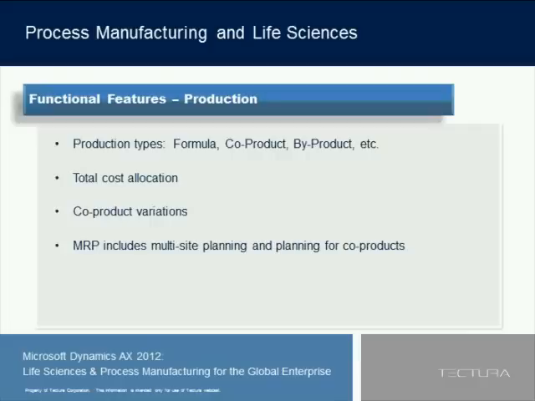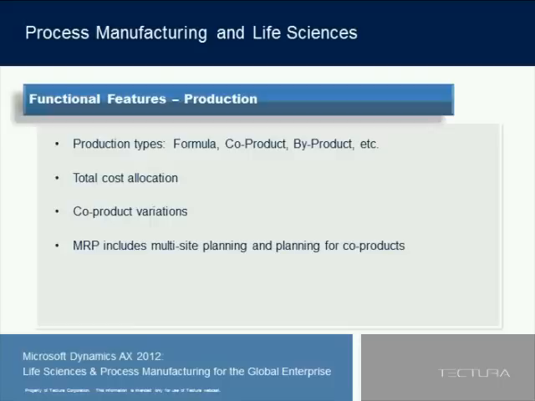Okay, let's take a look now at some of the production components, as there are many additional features in production that are specifically for process manufacturing and life science types of organizations. The first concept here is what we call production types. That allows me to classify items as a formula item, a co-product, or a byproduct. There's also a production type called a planning item. So there are different types, and depending on the type of item, it can have different processing activities.